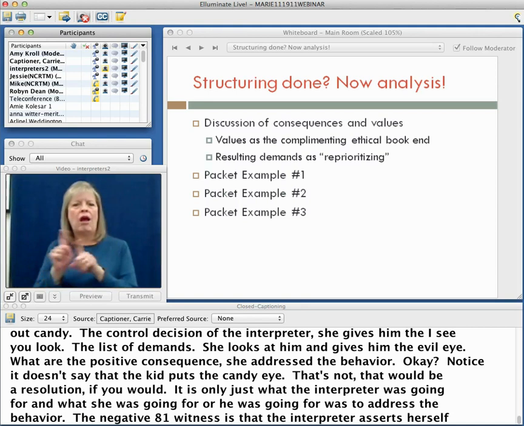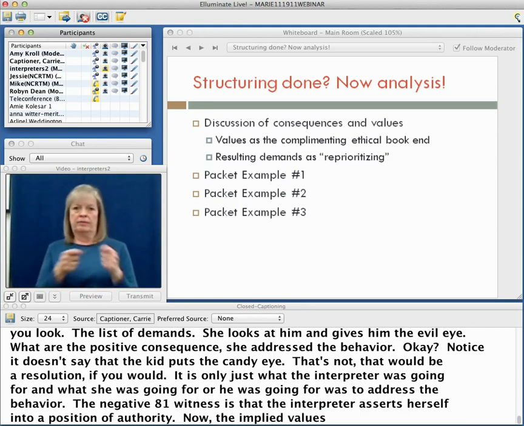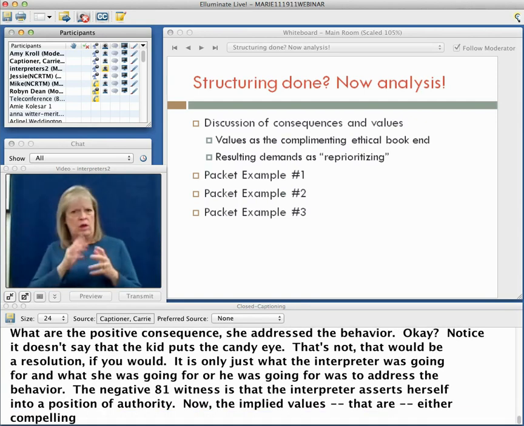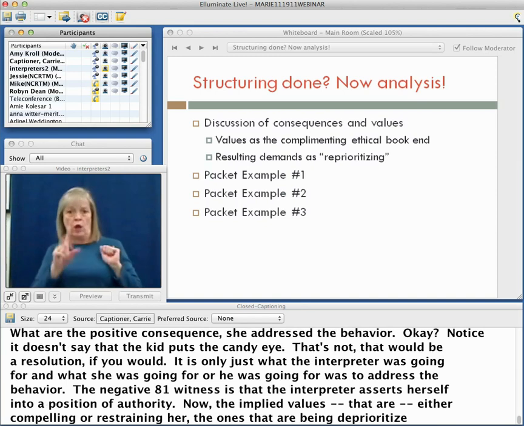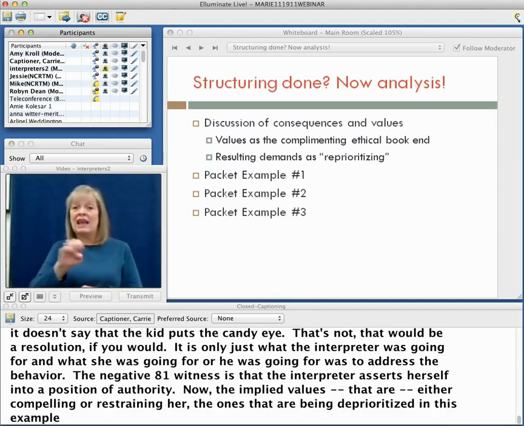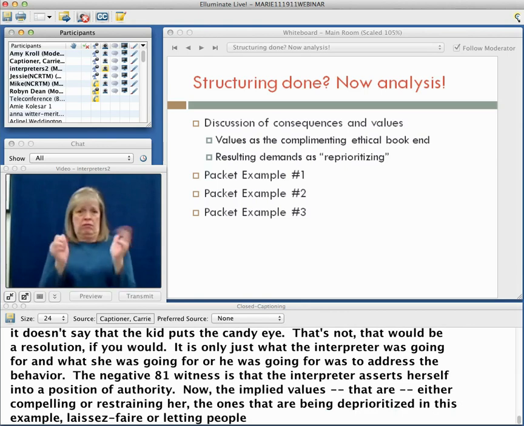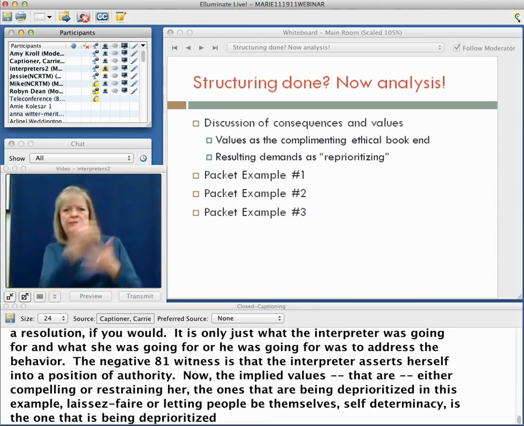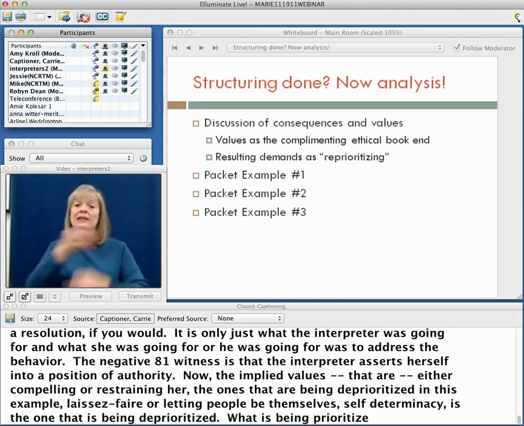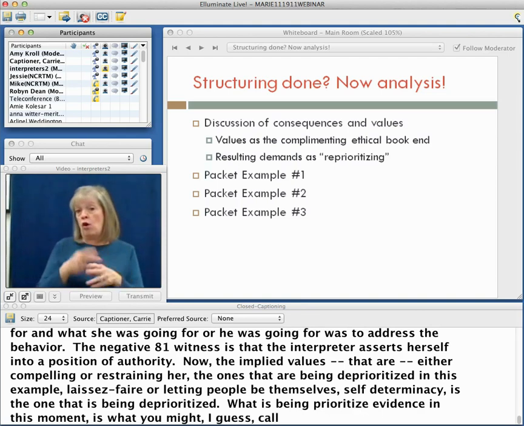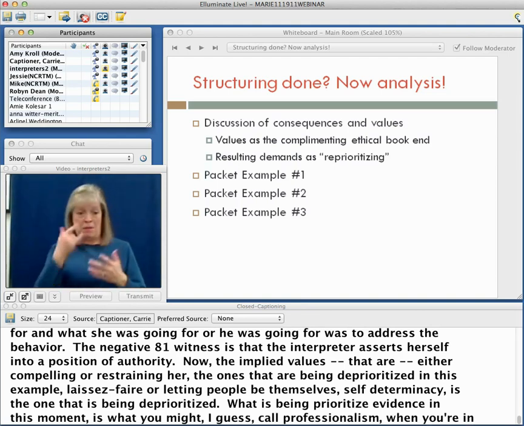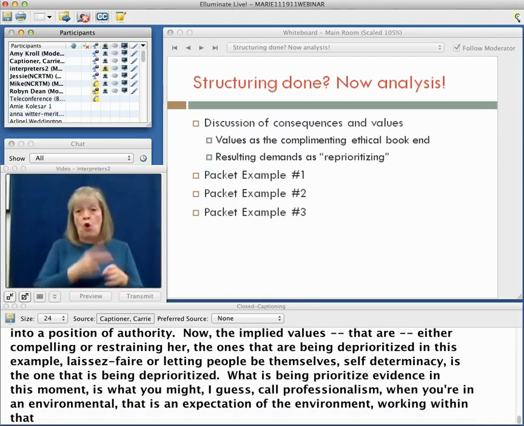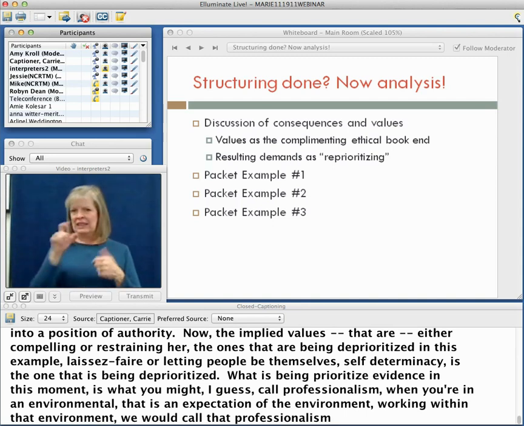Now, the implied values that are either compelling or restraining her, the ones that are being deprioritized in this example: laissez-faire, or letting people be themselves, self-determinacy, is the one that is being deprioritized. What's being prioritized in this moment is what you might call professionalism, when you're in an environment where that's an expectation, perhaps working within that environment. Again, I think we have to call it something different, but for what we have right now, that's what I would call that.